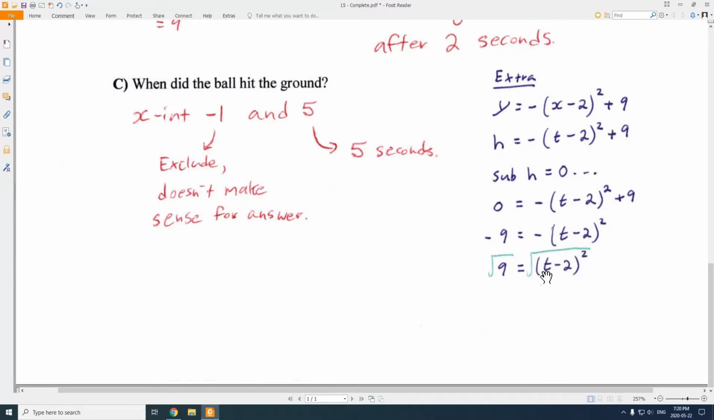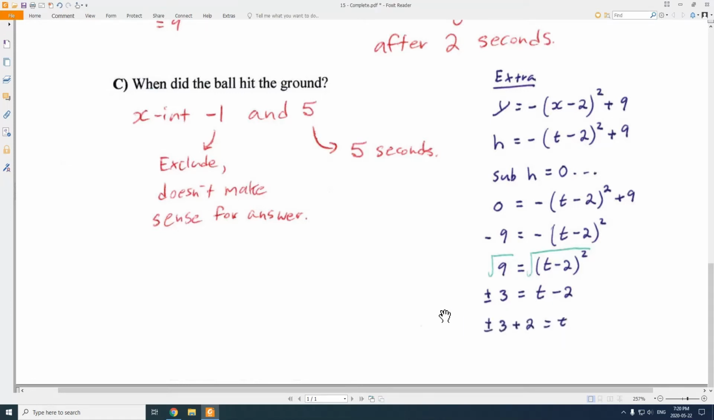Now I'm trying to get t by itself. Next thing I need to do is get rid of the square. And the opposite of a square is a square root. Square root both sides. Anytime you make a square root, you make a plus and a minus. So square root of 9 is plus or minus 3. I got rid of my square. Still solving for t. I add 2 to move it over.